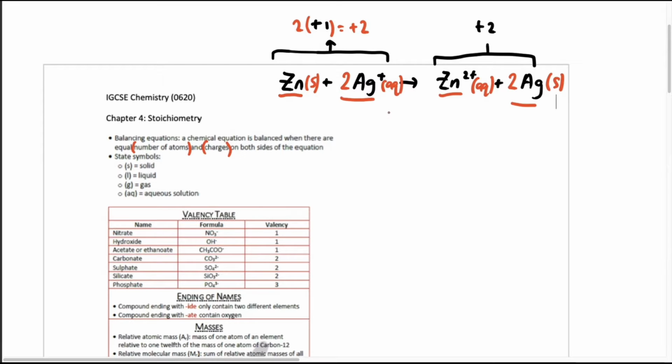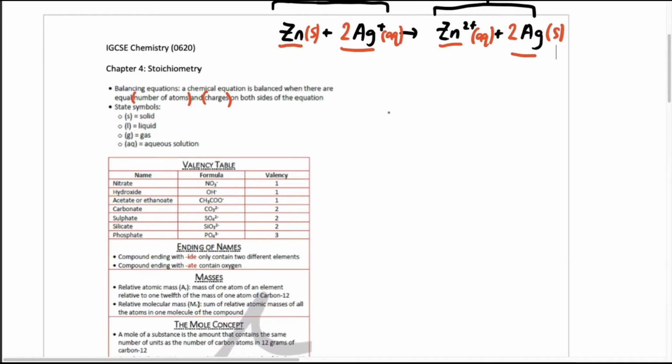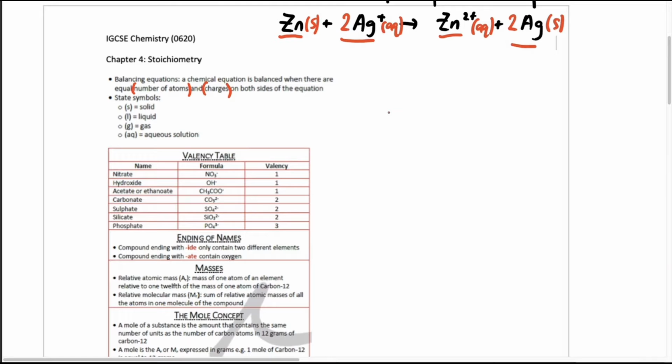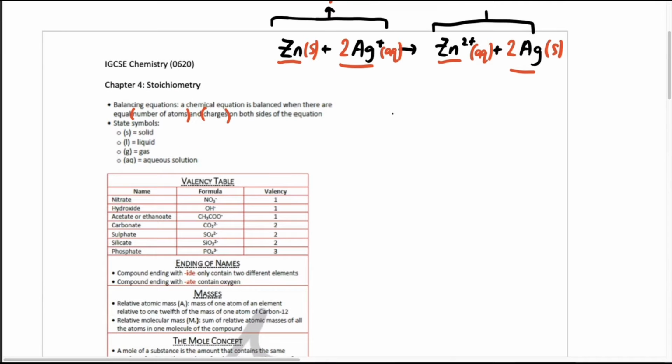Okay, so let's see. Okay, so let's say I put one more example, since you need time to process all this, right? So I put one example here. Okay, let's say I have iron react with copper, and let's say iron becomes iron 3 plus.